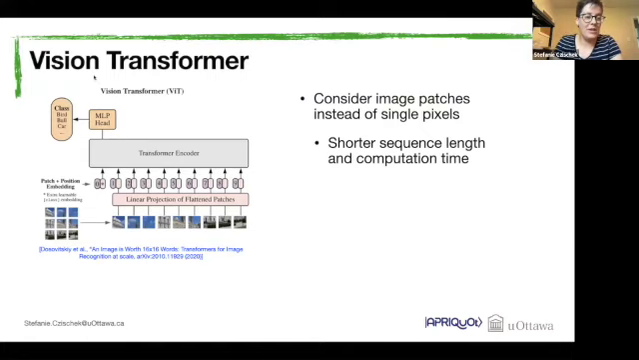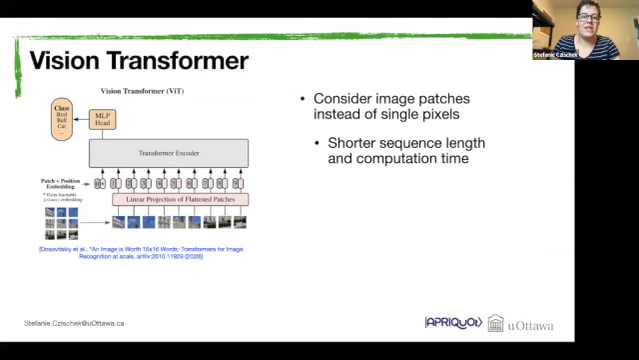And this is basically because people started to use the vision transformer. The idea here is that instead of having a sequence of single pixels, people just take a sequence of patches of the image and use these patches of the image as inputs to the transformer model. This significantly shortens the sequence length, and with this, of course, also the computation time.